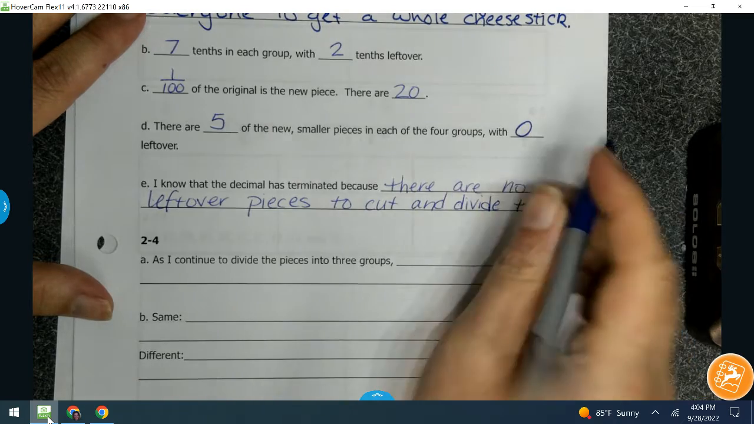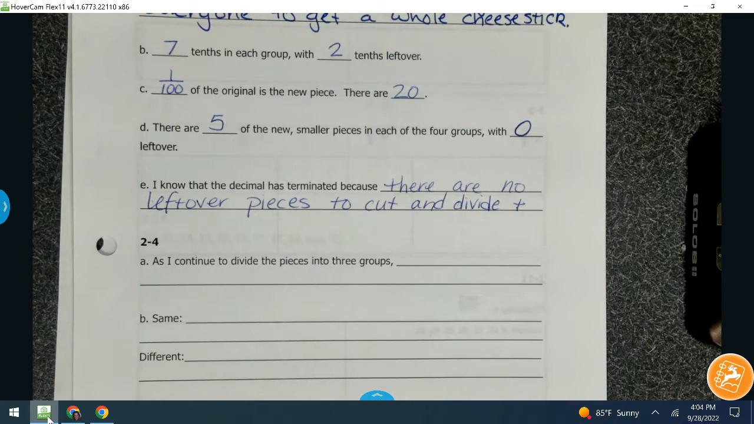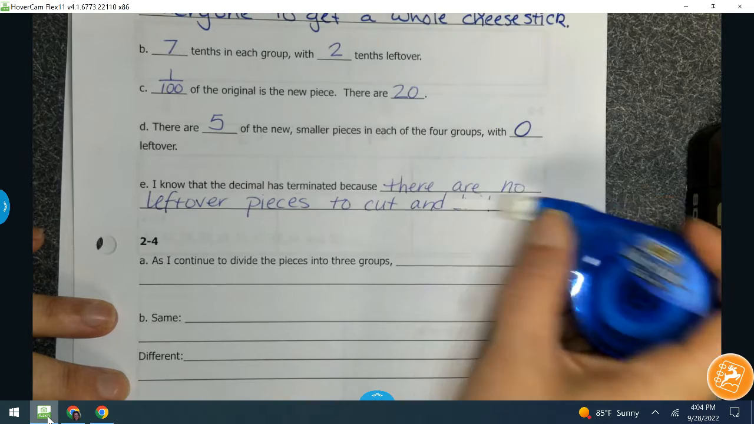I don't like that word. I'm going to switch this word. I don't like it.